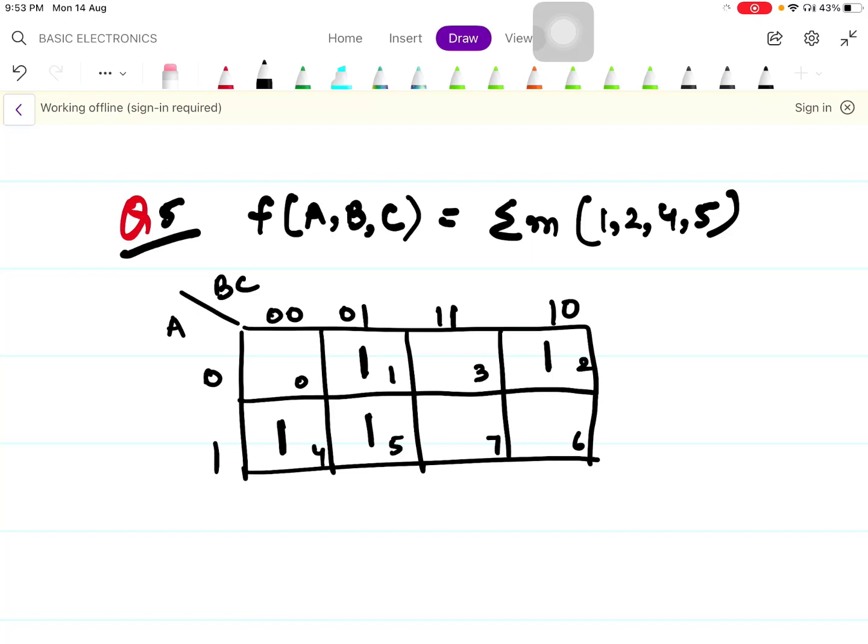So, while solving K-maps, we came across the important rules that we have to follow. So, do follow that particular video as well because you will come across the important formulas or the rules of solving K-maps over there.